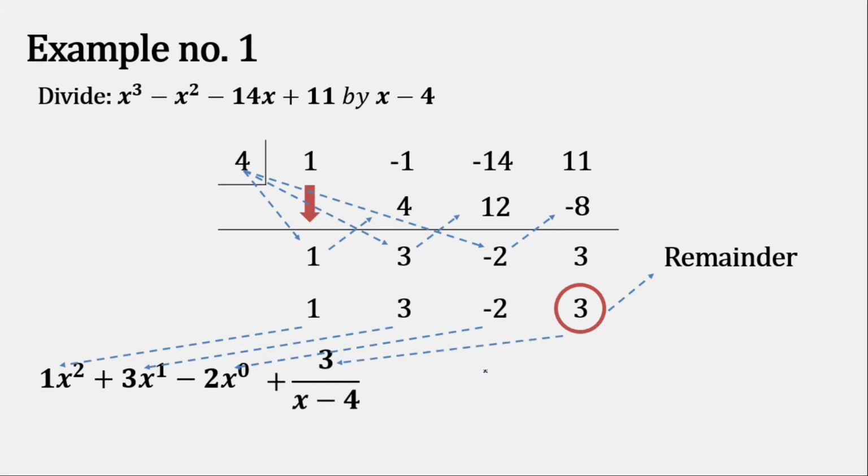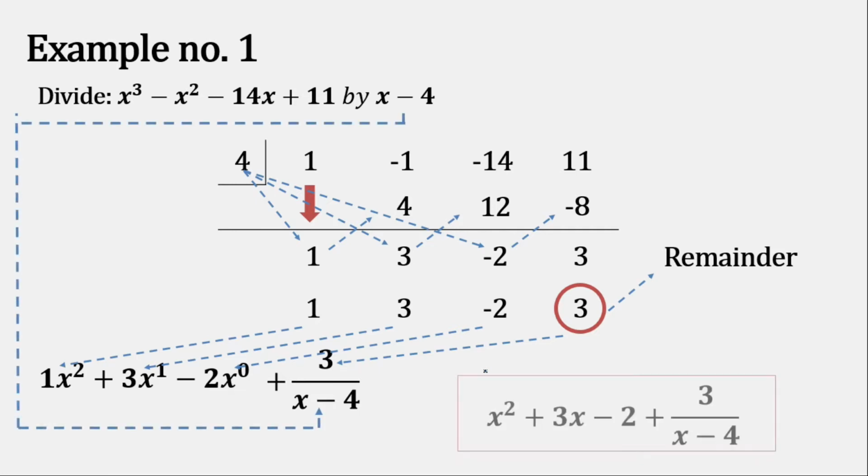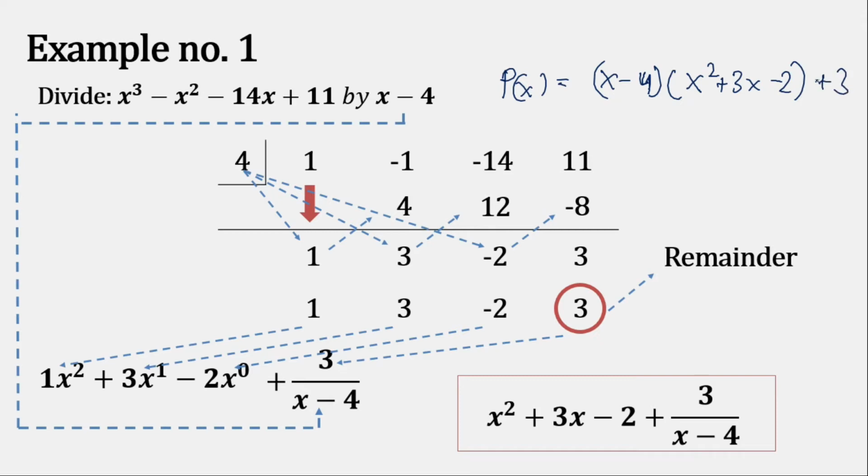Plus 3 over x minus 4. So that's our answer. Now if we're going to write this in a division algorithm, we could write the answer like this. P of x, polynomial x, is equal to x minus 4 multiplied by x squared plus 3x minus 2 plus 3. That will be our answer.